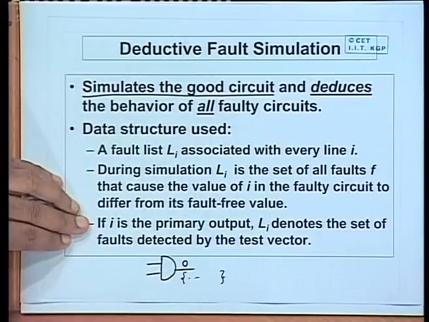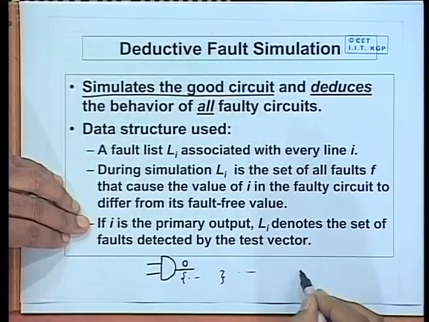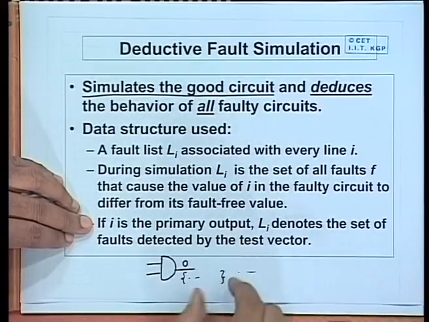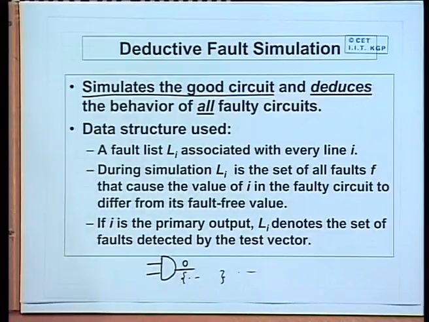Okay. So, you continue this process, finally you arrive at the primary output. In the primary output, the corresponding set will indicate those faults which will actually get detected, because those faults which will change the output value from the fault free value are the faults which are getting detected. We will explain how, but there is another important step in this method.